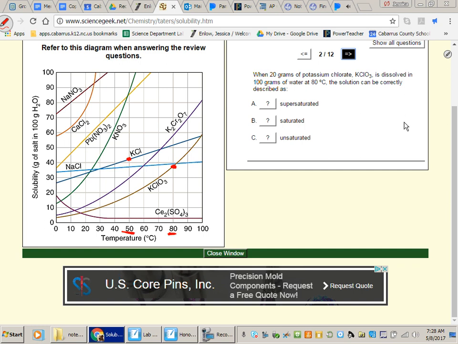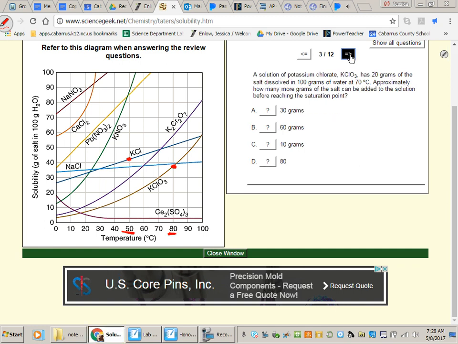So give me a thumbs up if you can determine something supersaturated, saturated, or unsaturated based on data given like this. All right, let me do one more. So it helps if you participate in the survey, because then I know how much time to spend here. All right, so let's look at this one together.